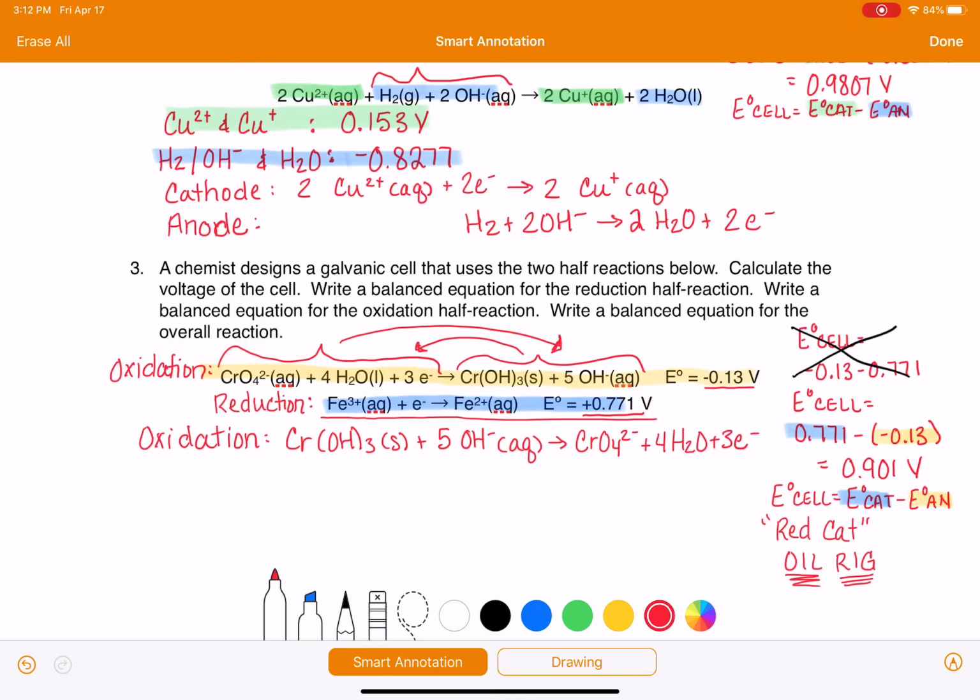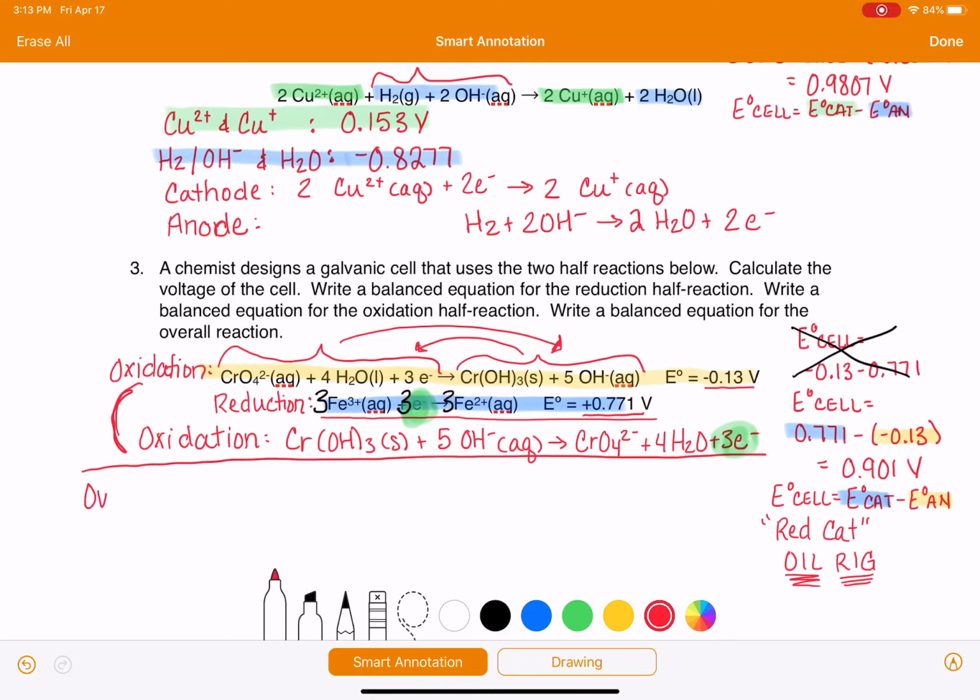So these two are the balanced equations for the reduction and the oxidation. And the last thing this problem asks us to do is to write the overall reaction. We're going to combine the half reactions like we did when we learned how to balance equations. Before we combine, we have to make sure that the electrons have the same stoichiometric coefficient for both half reactions. They don't right now. We only have one electron in the reduction reaction, so we need to multiply everything in the reduction reaction by 3 so that it matches the oxidation reaction.